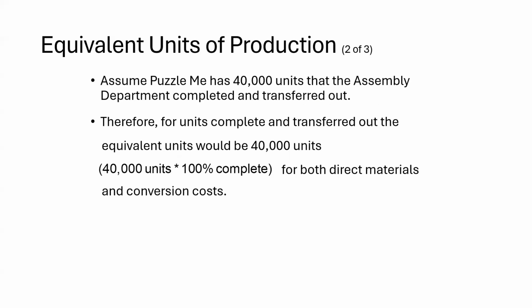So let's assume that the company Puzzle Me has 40,000 units that the assembly department completed and transferred out. So the equivalent units would be 40,000 units, which is 100% complete for both direct materials and conversion costs.